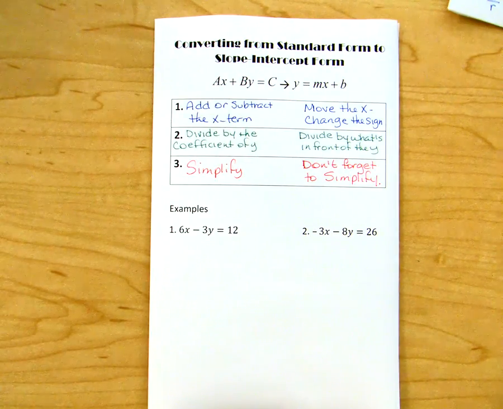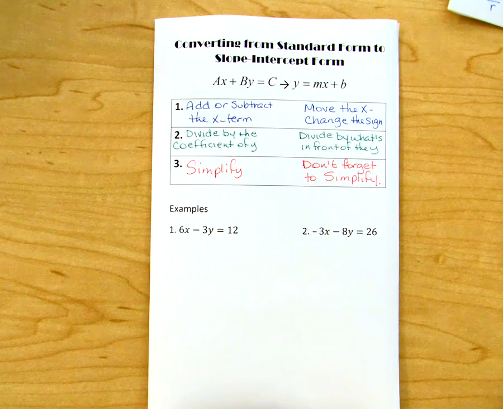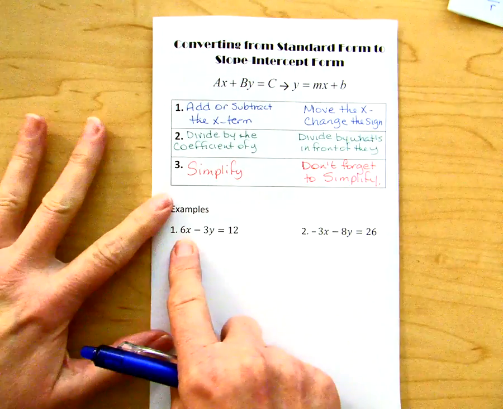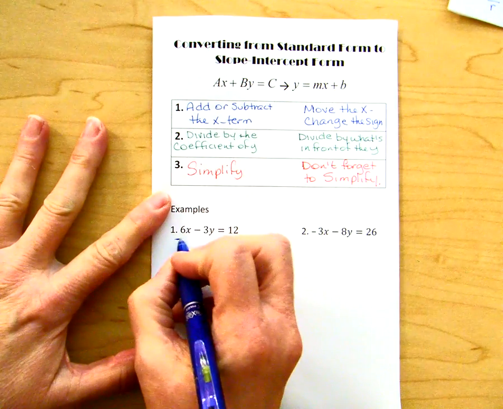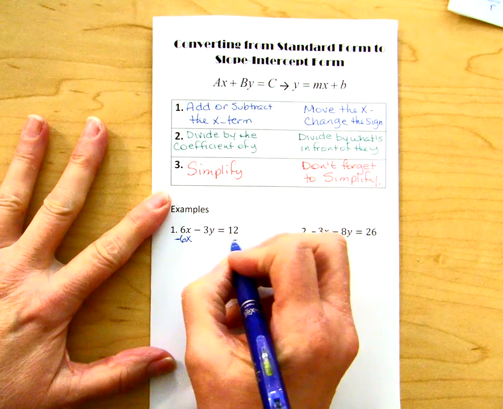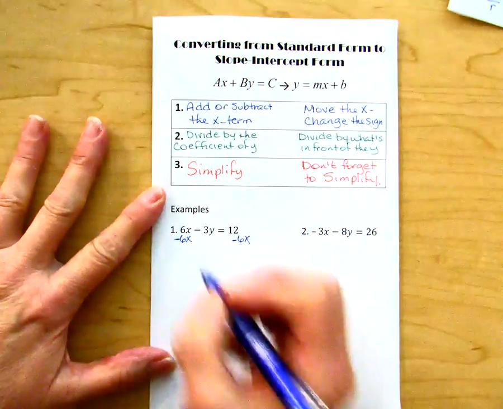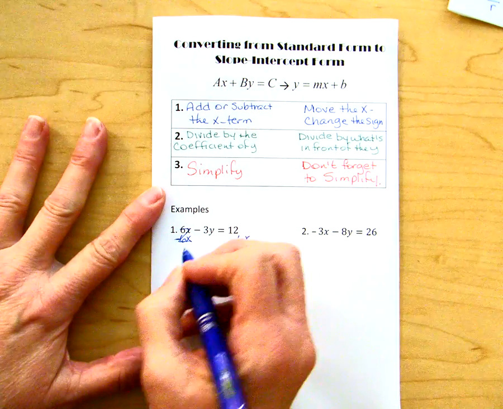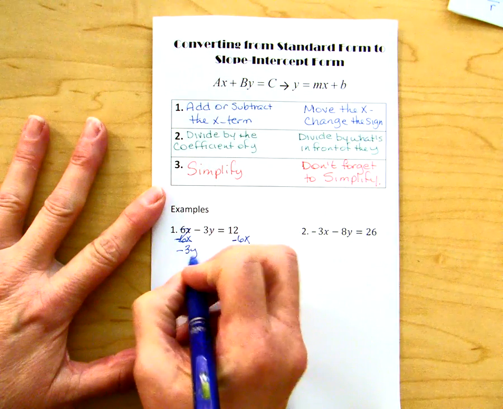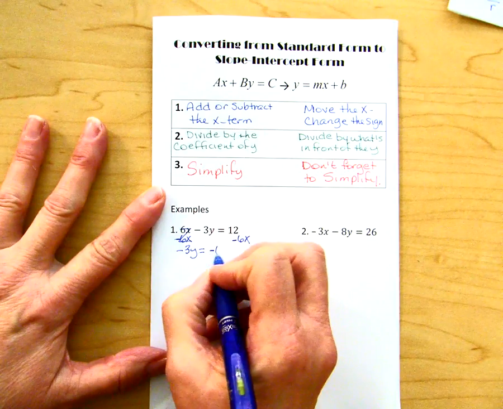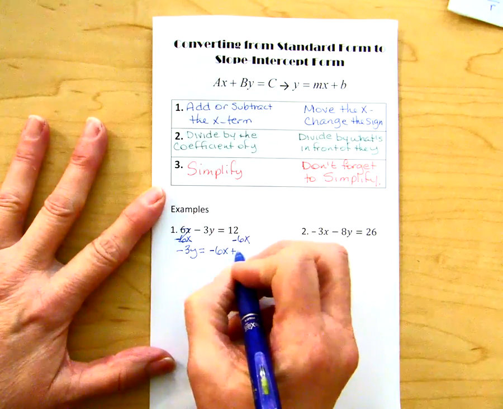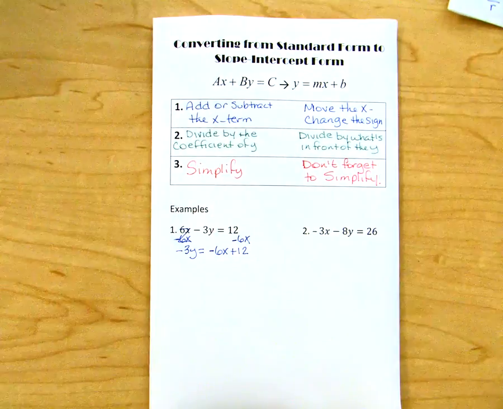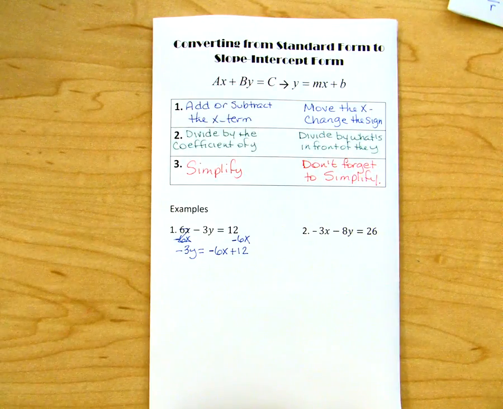So let's look at these two examples. The first thing we have to do is add or subtract the x term. This is a positive 6x, so to get rid of that, we're going to subtract 6x from both sides. These zero out, and that will leave you with negative 3y equals, and we're always going to put the variable term in front of the constant term, so we get negative 6x plus 12.